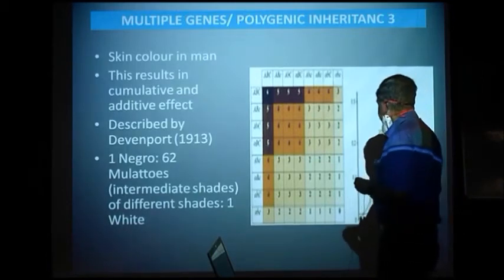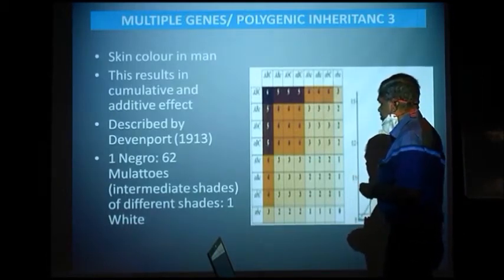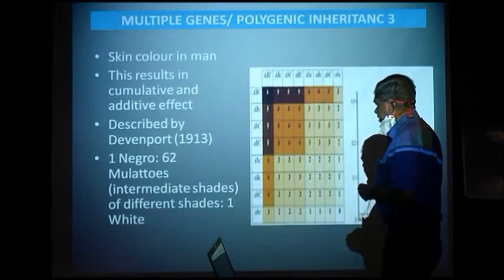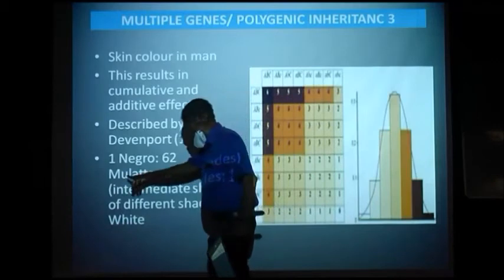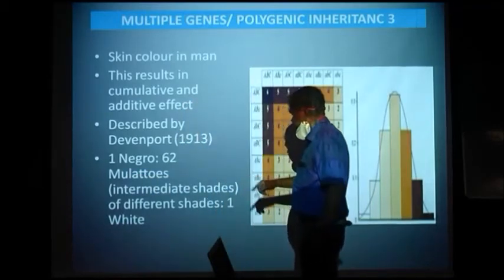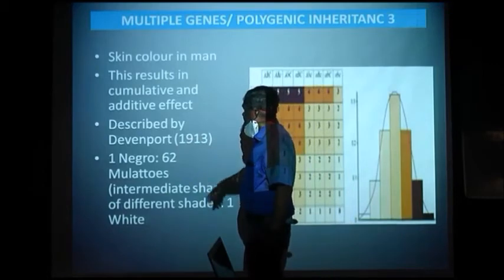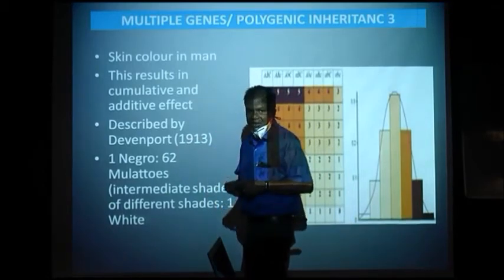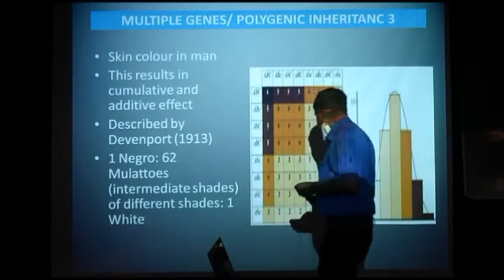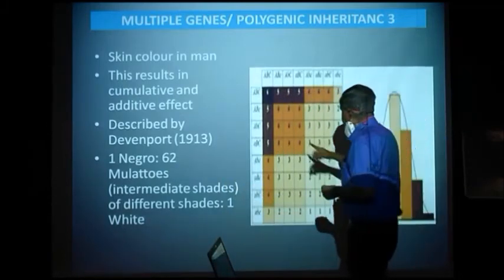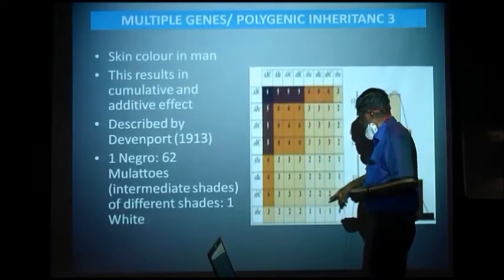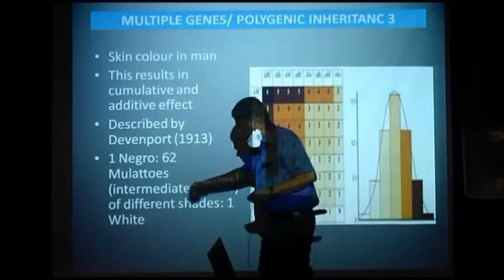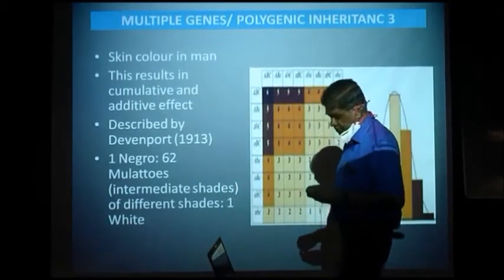The medium colors are the maximum, and this was described by Davenport in 1910, and the medium colors are called mulattoes, intermediate shades. Now, this is the cumulative effect or combined effect of different genes, and it is an additive effect. Here you see this is darkest, this is white, and these are all mulattoes, which are the intermediate.